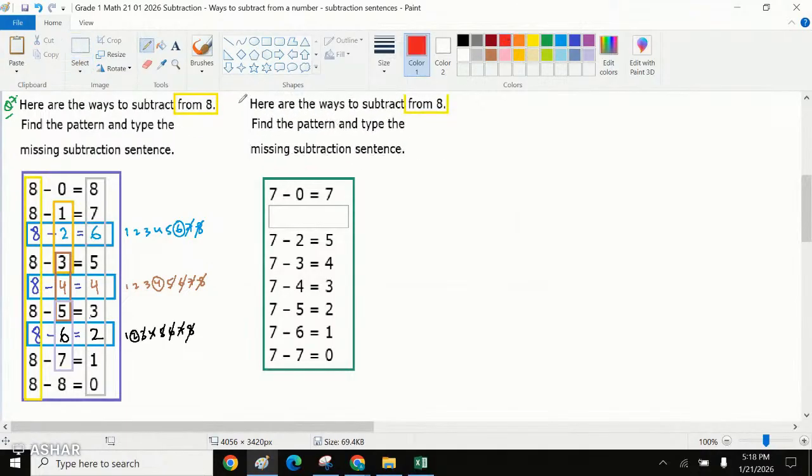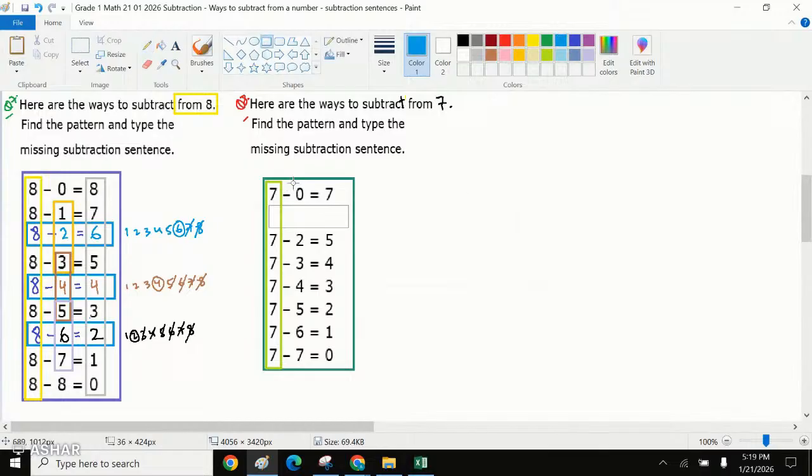This is our question number 8. It says ways to subtract from 7. So when we are subtracting from 7, what can we say? The first thing we can notice is that all the numbers are 7, because we are subtracting from 7, right?